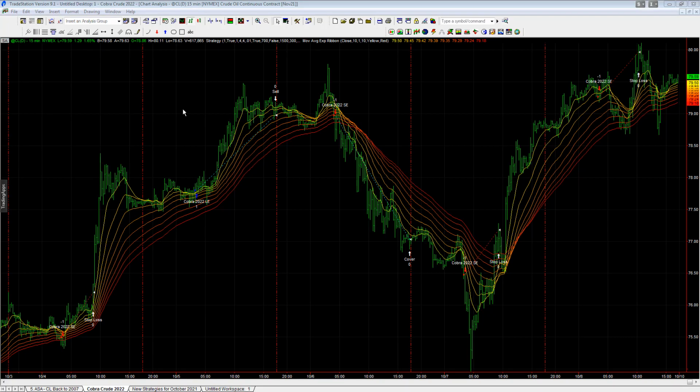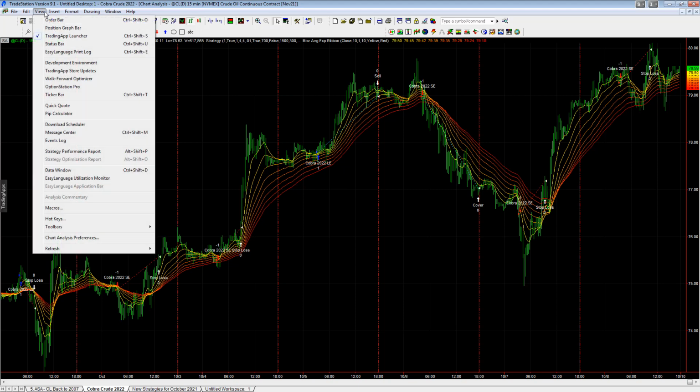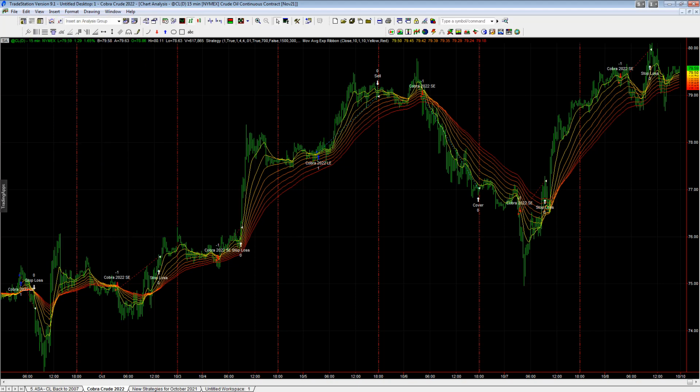Now there's no guarantee that crude oil would move higher, and there's no guarantee that if it did, these strategies would work. But this is a new version of Cobra Crude, and it is a very, very simple strategy. It really only has one rule, and it's not even a parameter-based rule, so it can't be optimized. It's that simple. And this exponential ribbon moving average is not part of the strategy. It's just on the chart.